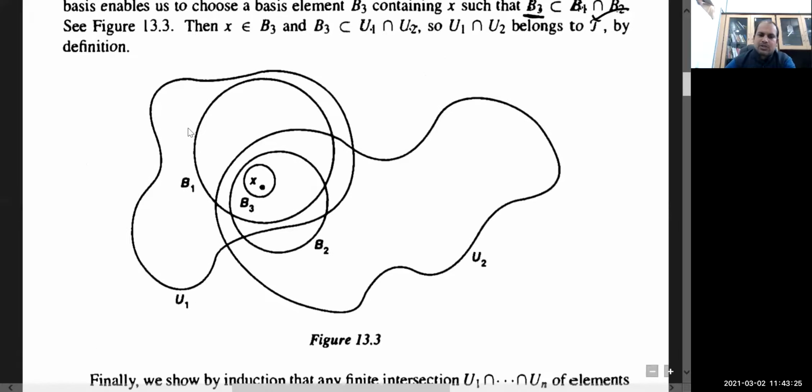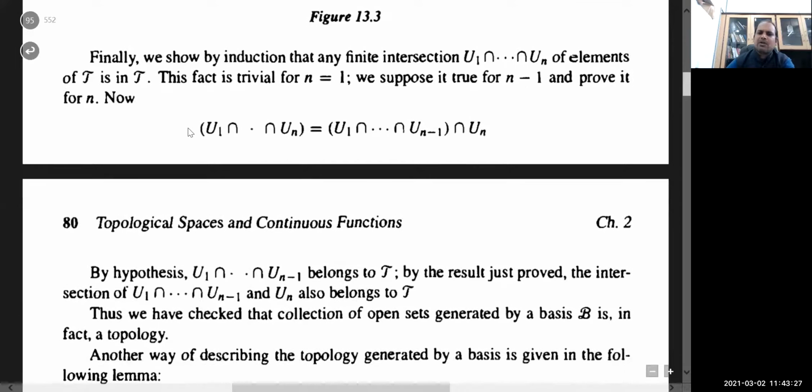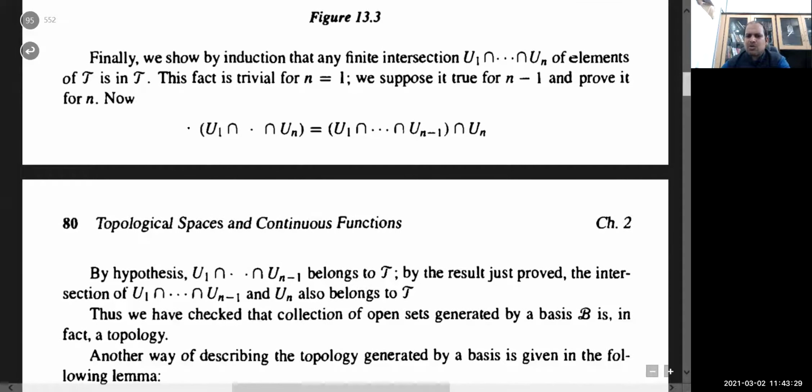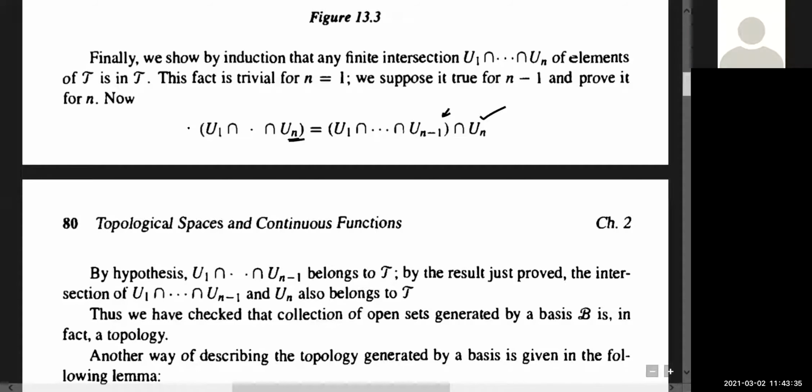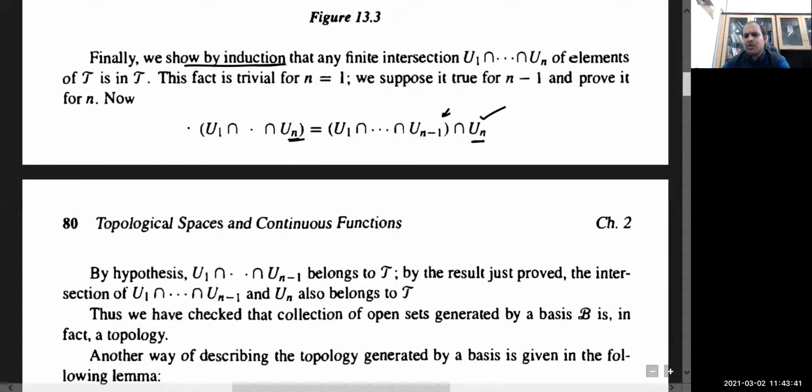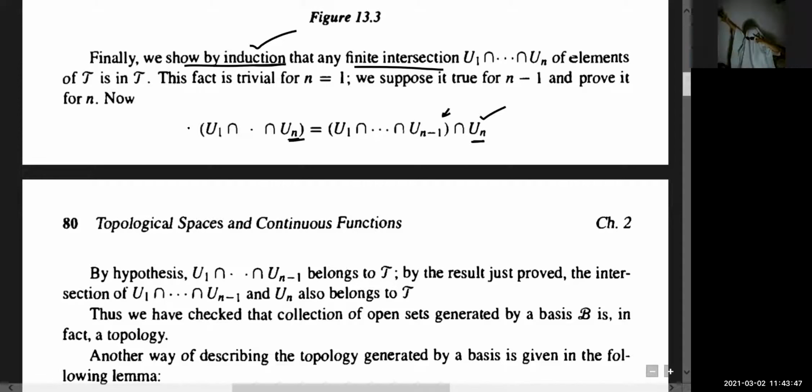I mean, belongs to the topology. Since you have done it for 2, you can use induction and write this. Up to n minus 1, assume it is one set, and this one is the second, and then just write that using induction. Do it for 2 and use intersection. This is finite induction on finite intersection.